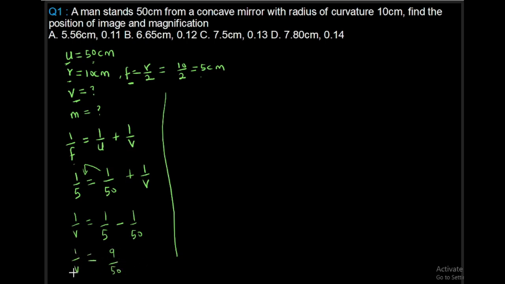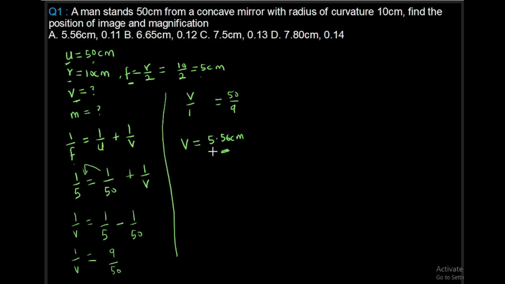So the inverse of 1 over v becomes v over 1. The inverse of 9 over 50 becomes 50 over 9. So we have v over 1, which is v, equals 50 divided by 9. That will give us 5.56 approximately, 5.56 cm. So this is the image position.